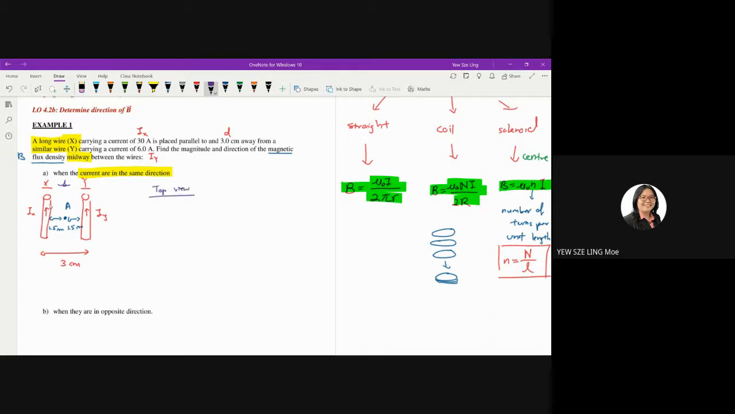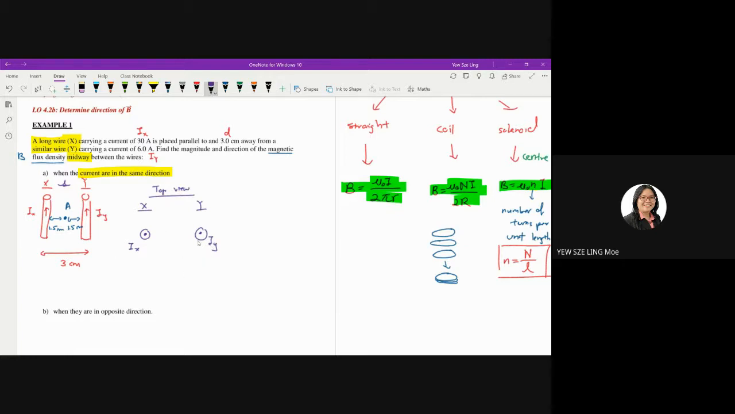Now I'm assuming both currents are heading up. If heading up, it is out of the page. So this is my IY, this is my IX. This is my conductor X, and this is my conductor Y. So this is IY. Okay, so IX and IY.